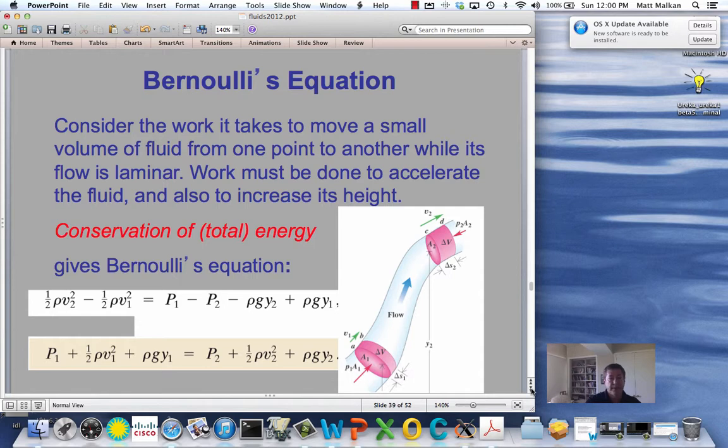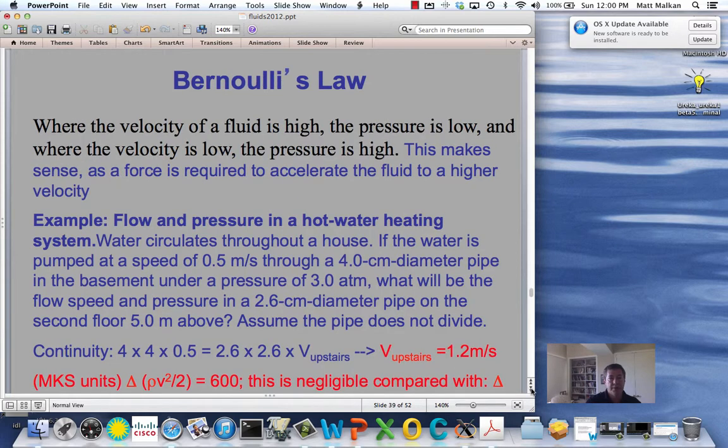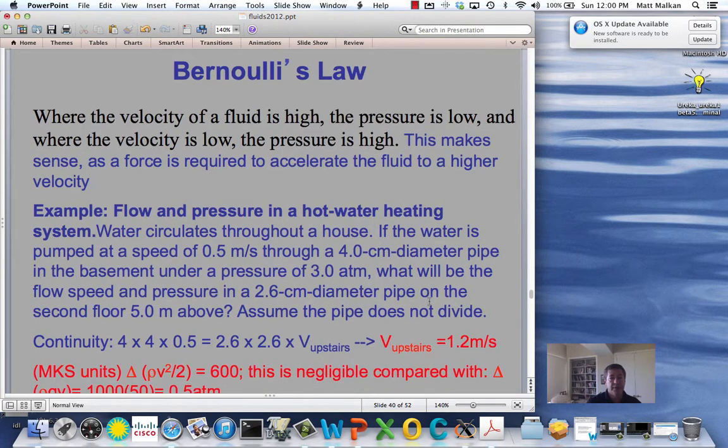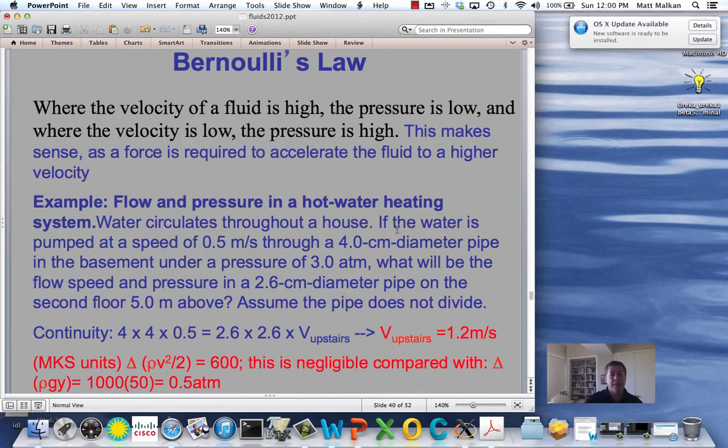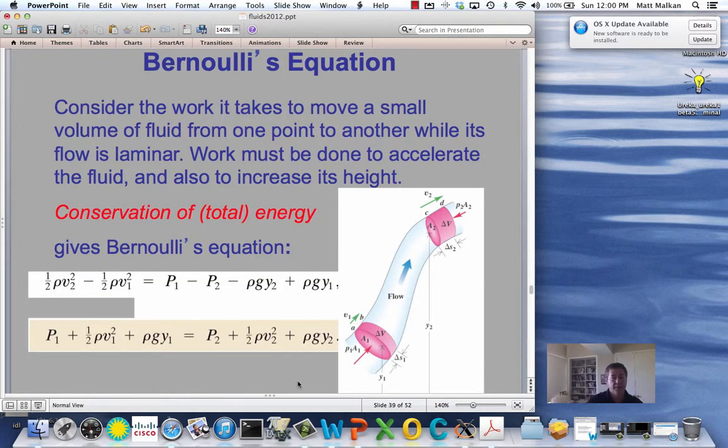So let's look at a specific example so we can understand how Bernoulli's equation, or Bernoulli's law, actually works. All right, what is one of the consequences of Bernoulli's law? Think about this. When the velocity of a fluid is high, the kinetic energy is high. If we didn't change anything else, let's go back and look at our formula here.